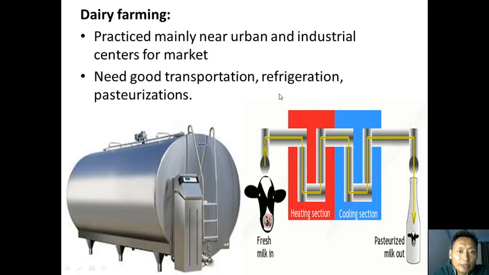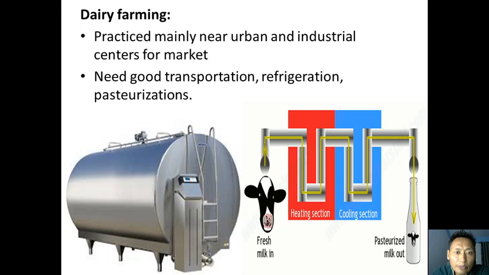Dairy farming is practiced mainly near urban and industrial centers for markets. It is mainly practiced near towns and cities, because they sell milk to the people living in urban areas, and they also sell their product to industries to earn profit. So dairy farms are located near urban areas, with a good transportation system or link with urban areas.